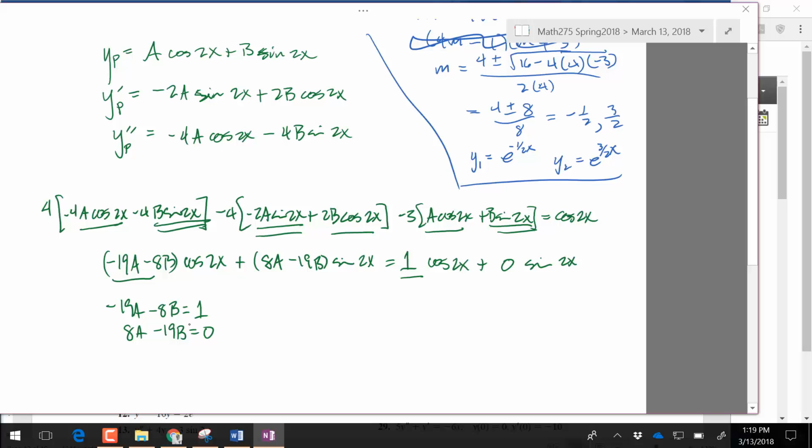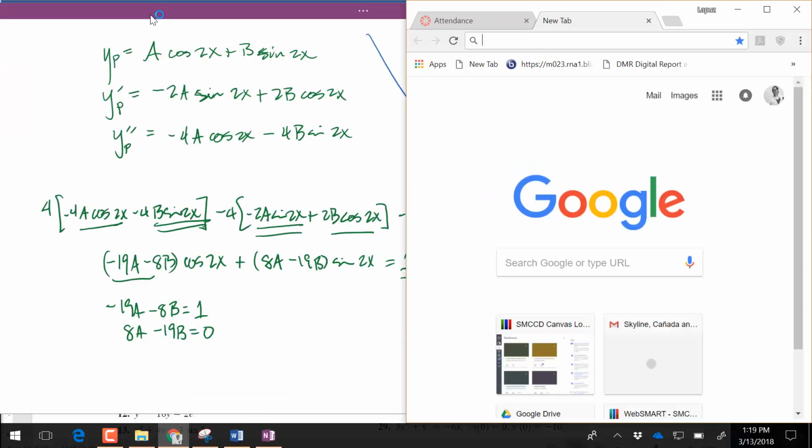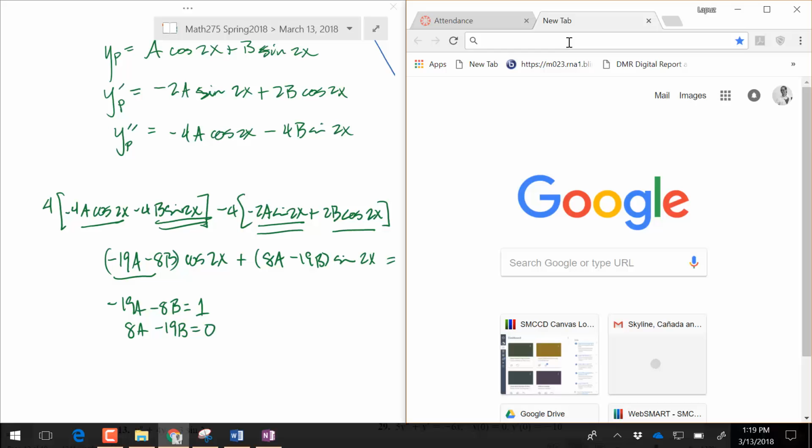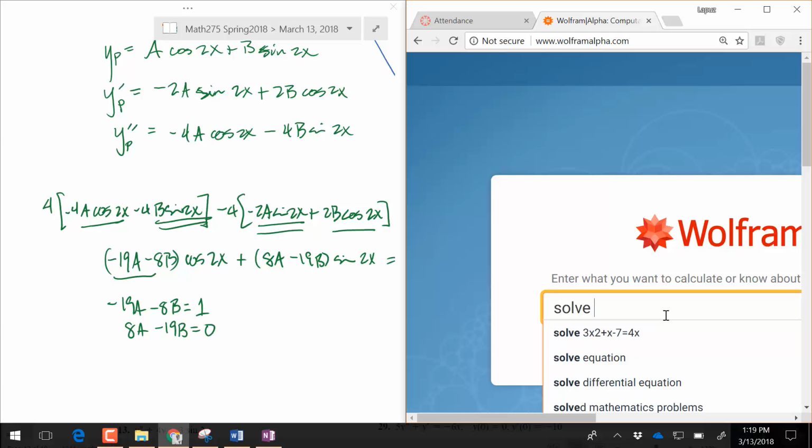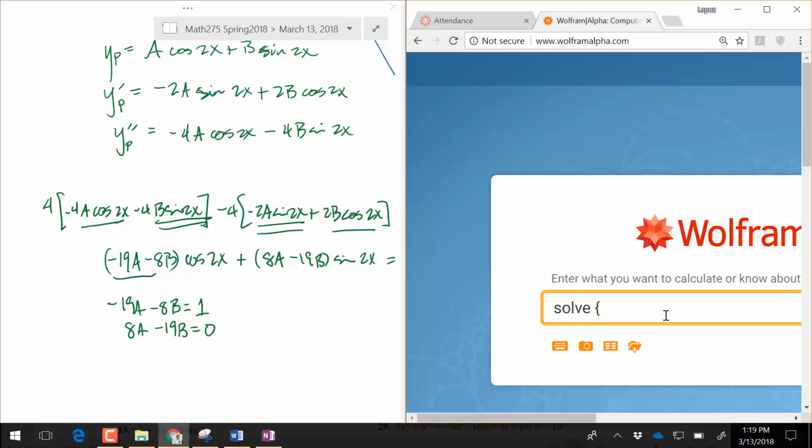Whatever it is we need to do here, set up a matrix, use Cramer's rule, or punch it into Wolfram Alpha. That would be my guess. Well, somebody can get it faster. So solve. I got a system here. Got minus 19a minus 8b is equal to 1. And 8a minus 19b is equal to 0.